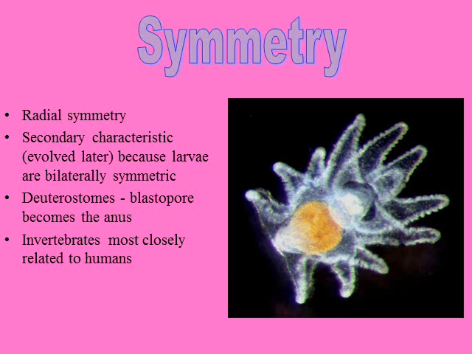Now, we haven't talked a whole lot about this, but the sea stars are deuterostomes, and that means the blastopore becomes the anus. So in that sense, they are more similar to us than they are to the other invertebrates like worms and snails and things like that. So again, it's thought that they are the most closely related invertebrates to humans.